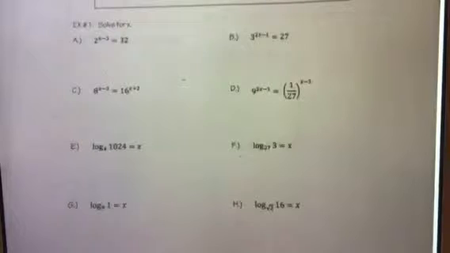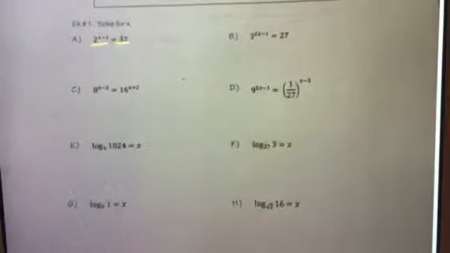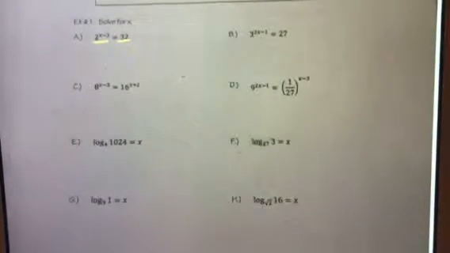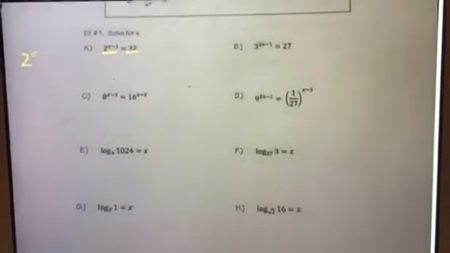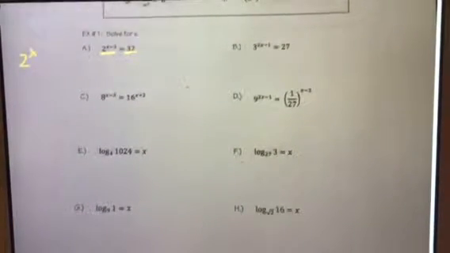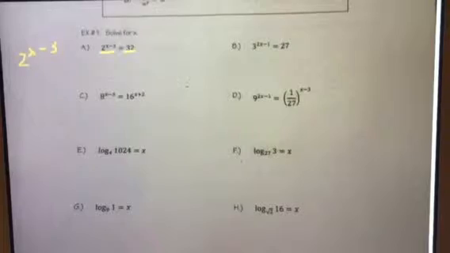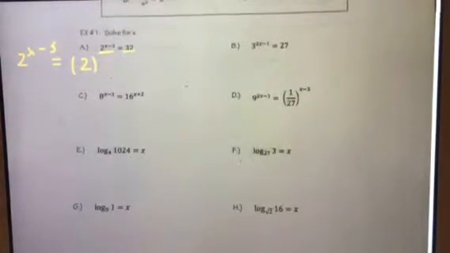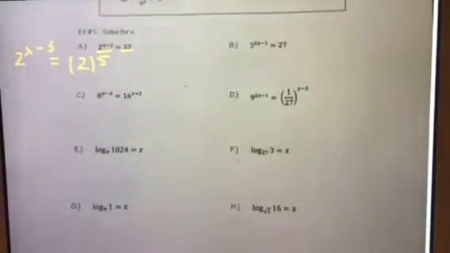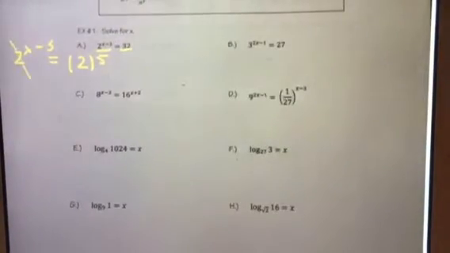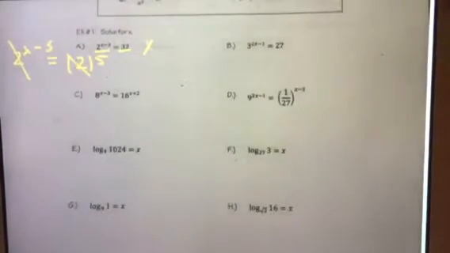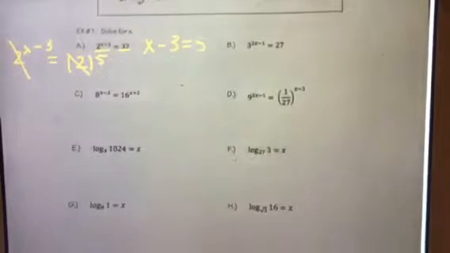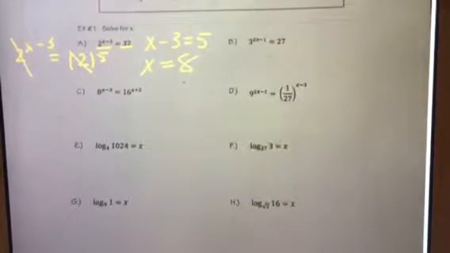Well, this is 32, and this is 2 to the something. So we're going to have to make sure that they have the same base. Well, 2 to the x minus 3, we're not going to change. But 2 to the 5th power is the same thing as 32. Our bases are now the same, so we can cancel them out and just solve our exponents. So x minus 3 is equal to 5, so our x is equal to 8.